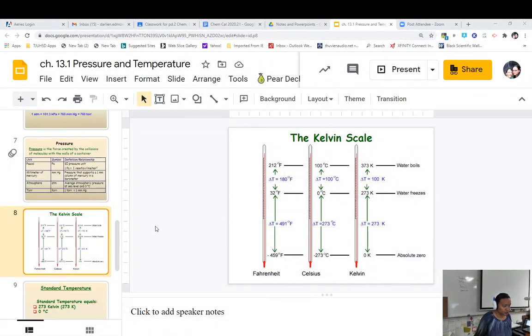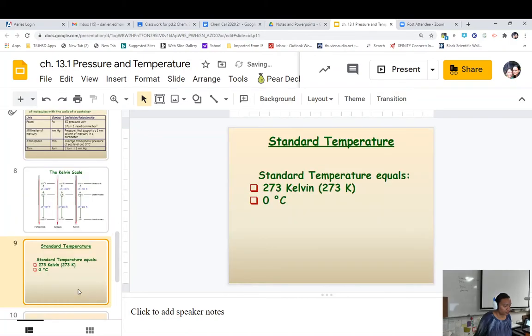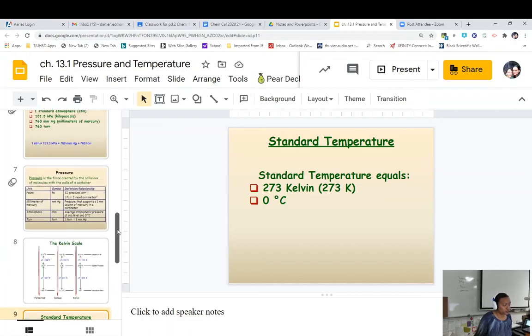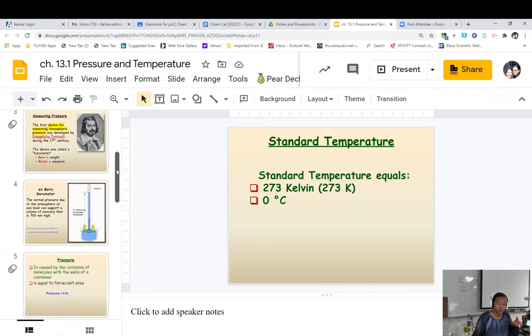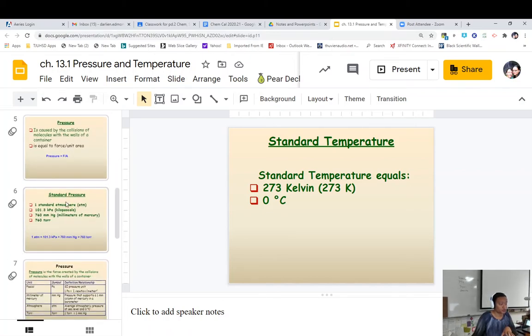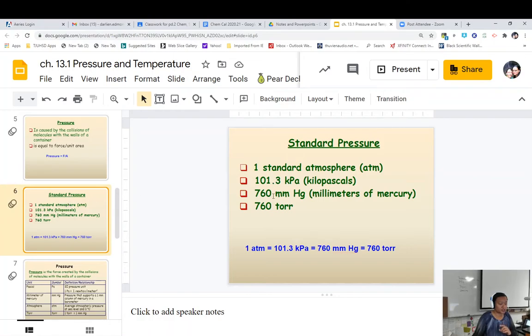So you have your scale. So we were talking about standard temperature and pressure, STP, okay? With standard temperature and pressure, you're looking at a combination of a specific temperature with a specific pressure. The specific pressures that we had discussed before were 1 atm, 101.3 kPa, 760 millimeters of mercury, 760 torr. All of these are equal to each other. So you can use any one of those for your standard pressure, all right?